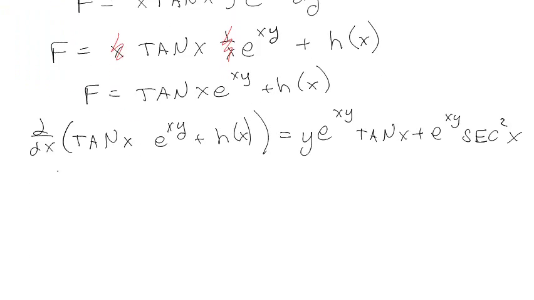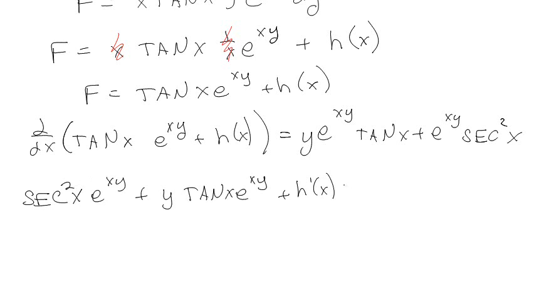So now I just have to take the derivative of this thingy. So I'll do the tangent first, which is secant squared. Why am I freaking out? Secant squared. Has to be. e to the xy plus y tangent x e to the xy plus the first derivative h prime equals y e to the xy tangent x plus e to the xy secant squared x, I ran off the page again, like that.